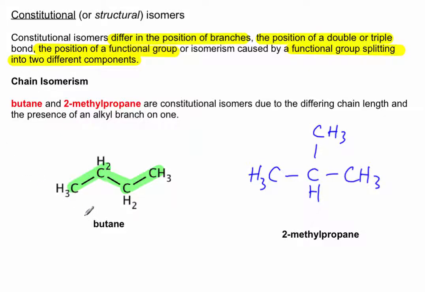So let's just quickly do the math here. How many carbons do we have? 1, 2, 3, 4. So that's C4H10, an alkane. And how about this one? 1, 2, 3, 4 carbons. So that's also C4H10. So those are isomers. So butane and 2-methylpropane are isomers. And that is because of the different chain length, and the fact that you have branches.